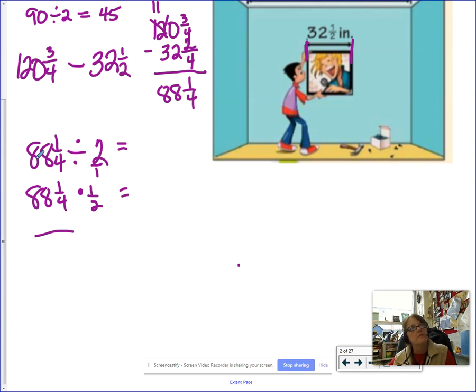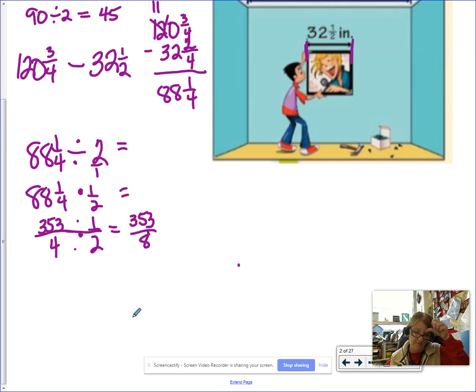Or, if you have a calculator, you can do this. We decided it should be pretty close to 45. I'm just going to show you the old school way of doing this. I think this is 353/4 times 1/2. There's nothing to simplify or cancel here. I get 353/8. Now, that's a gross number.